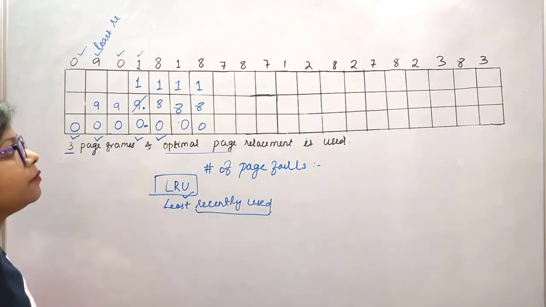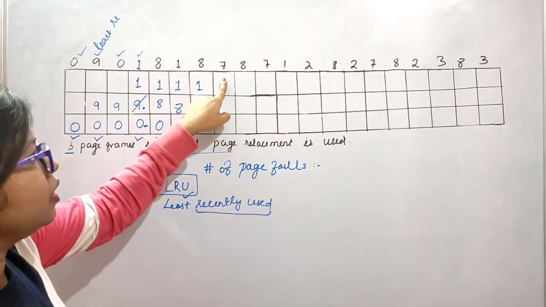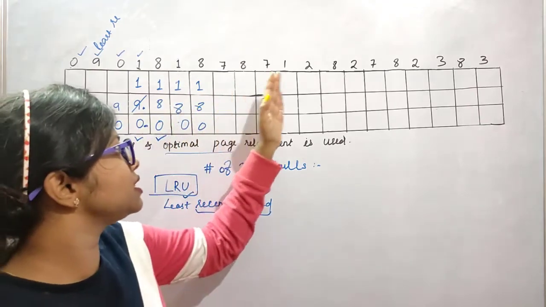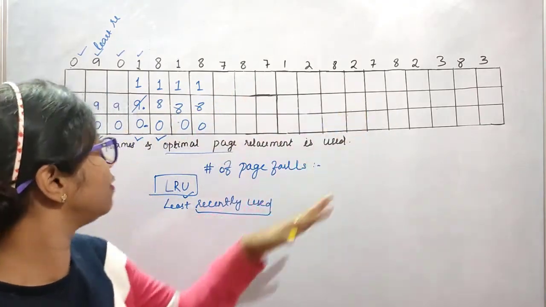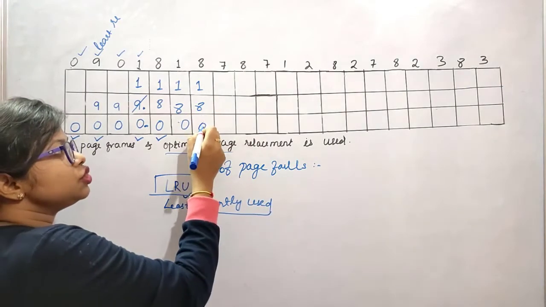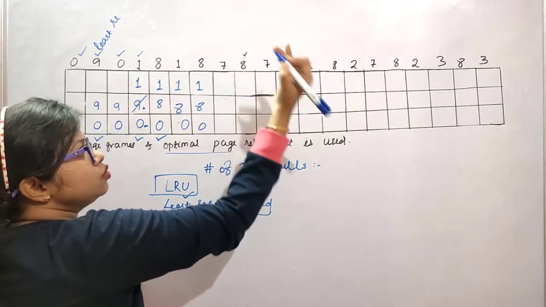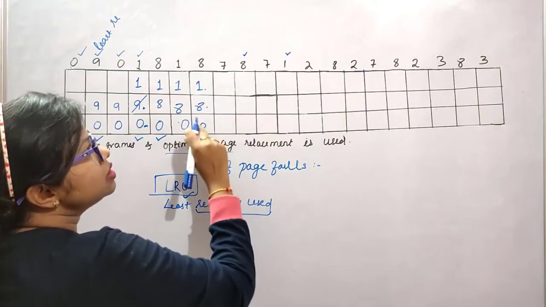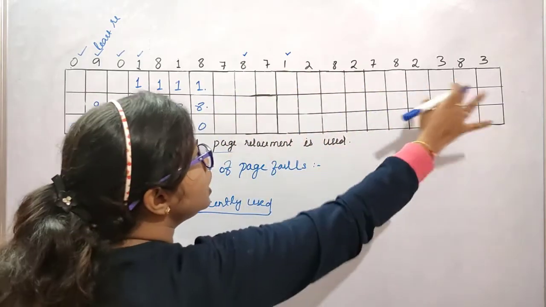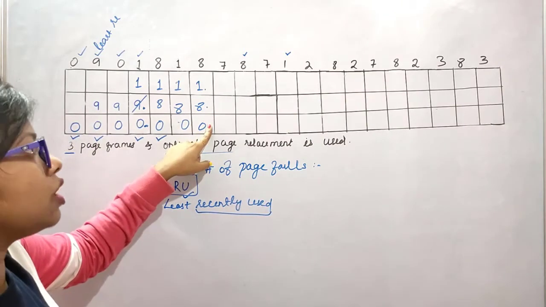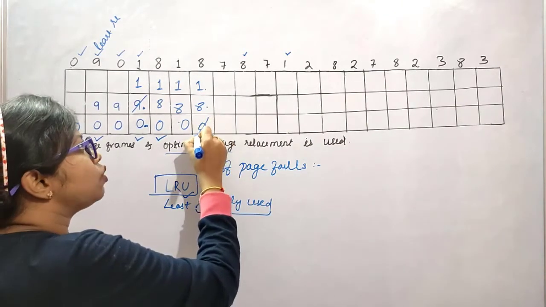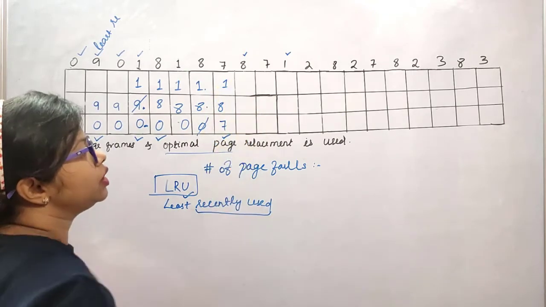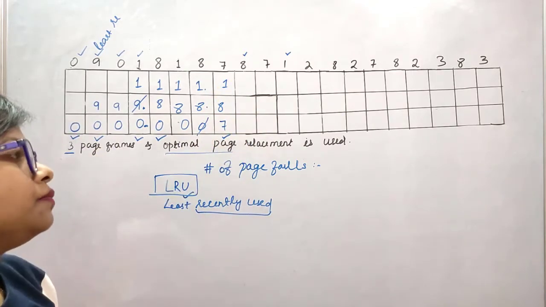For 7, now see, 7 is not there. Okay, optimal we are using. So in these 3, you have to see which is used in the recent future. So here 8 and 0 are there. Okay, so 8 is used, 1 is used, and then 8 is used, 1 is used, and 0 is not used in the future. So now you have to use optimal and you have to replace 0. So 0 will be replaced with 7 and 8 1 will remain the same. So here again one page replacement occurs.